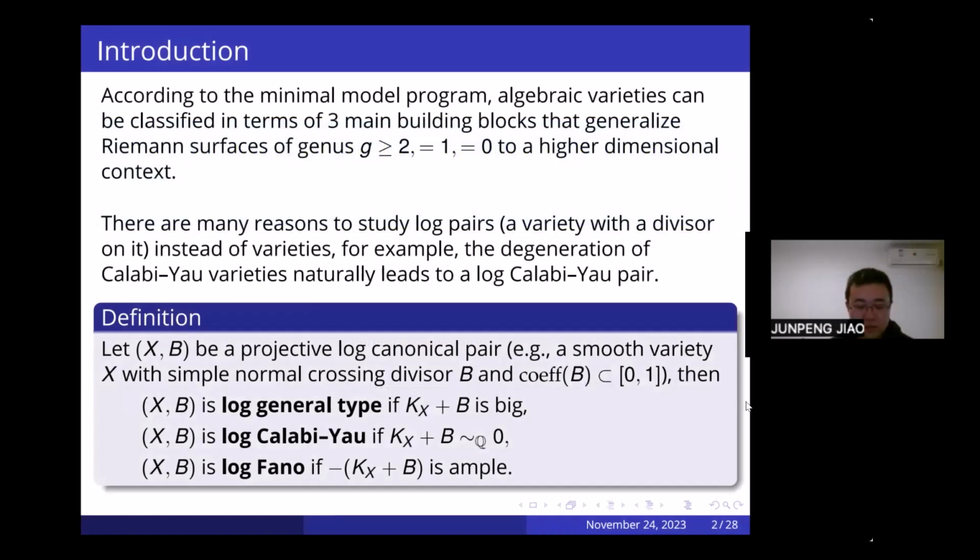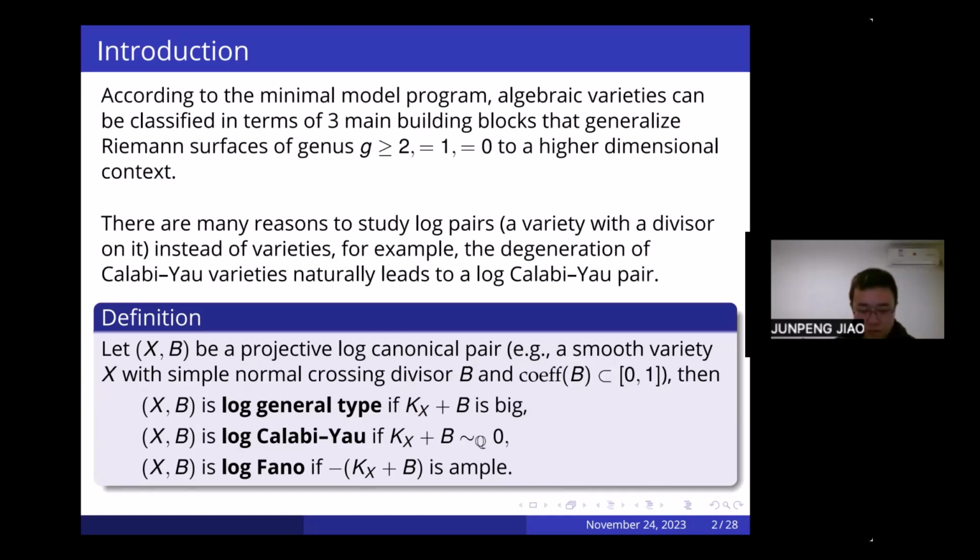According to the minimum model program, algebraic varieties can be classified in terms of three main building blocks that generalize the Riemann surface of genus greater or equal to 2, equal to 1, and equal to 0 to a higher dimensional context. And there are many reasons to study log pairs. A log pair is a variety with a divisor on it, instead of just varieties. For example, the degeneration of Calabi varieties naturally leads to a log Calabi pair.